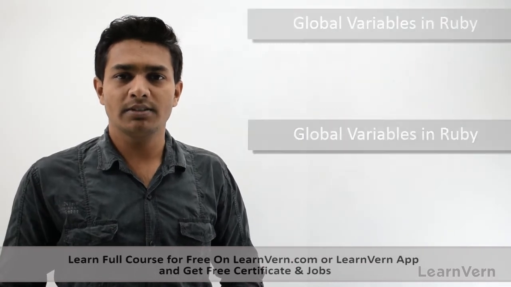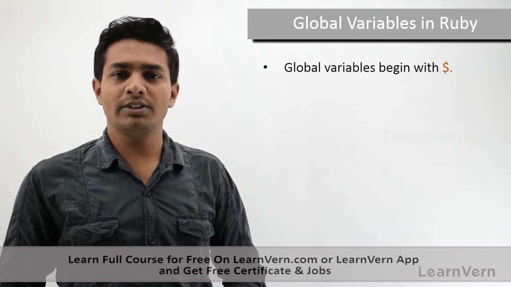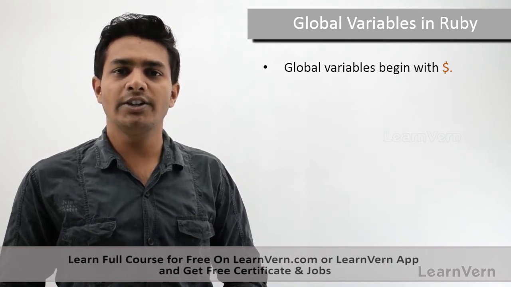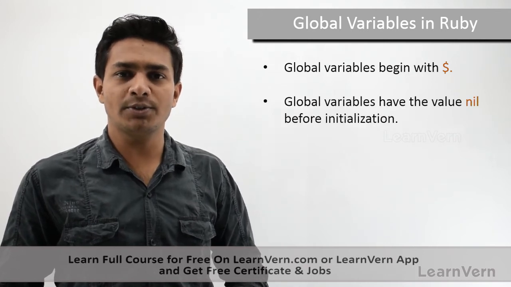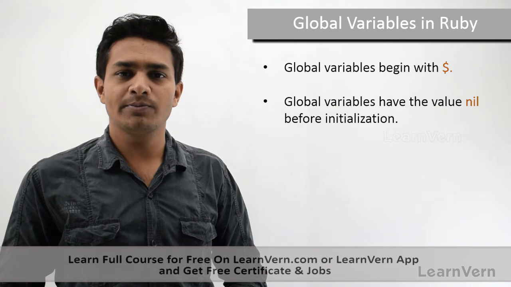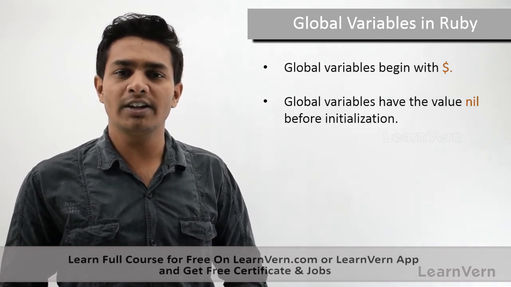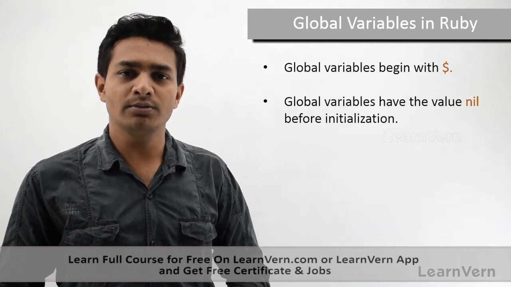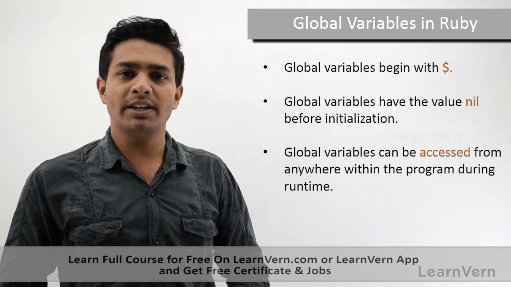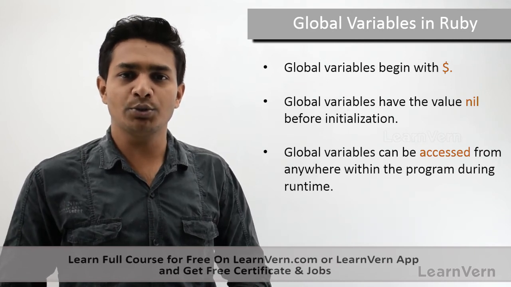Global variables. In Ruby, a global variable always starts with a special symbol $. Global variables have their own default value, that is nil. So if we are not initializing our global variable, it will take nil as its default value. Global variables can be accessed from anywhere during the program execution.